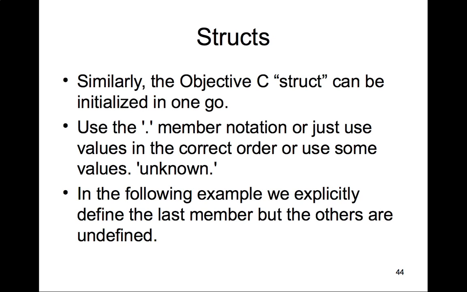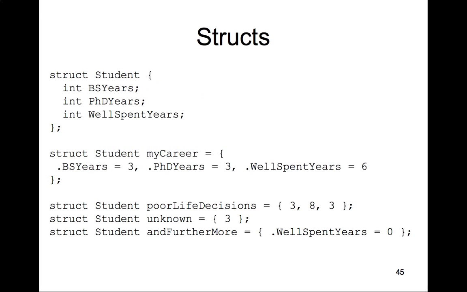Similar to the Objective-C structure, it can be initialized in one go. So you can create the structure and make an instance of the structure altogether. Use the dot member notation, or you can just use the values in the correct order that you want to use. And to follow the example, we're going to define the last member, but the others are undefined. So here we go. Structure student, and integers BS years, PhD years, and well-spent years. So we have 3 integers that are part of the structure.